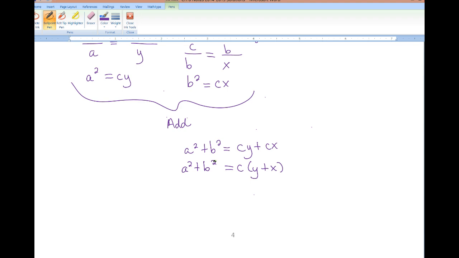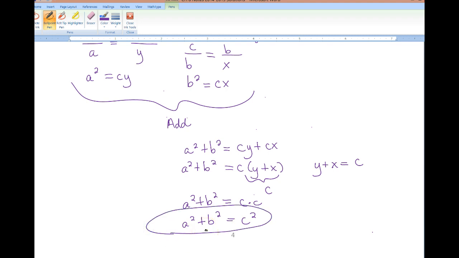Wait, but what's y plus x? We just said that that was equal to c. Look at the picture. Y plus x is equal to c. So if that's equal to c, I have c times c, which is c squared. So we proved the Pythagorean theorem.